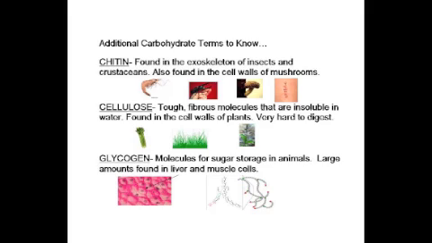Cellulose, I remember because it's celery. Cellulose is found in celery, and it is the tough fibrous molecules that are found in a lot of plants. We can't digest it, so you actually use more energy trying to break it down than the value in celery, for instance. The glycogen is how we store our excess energy.